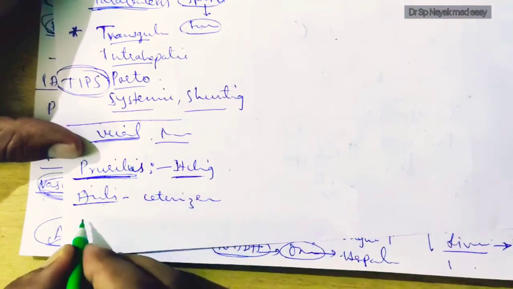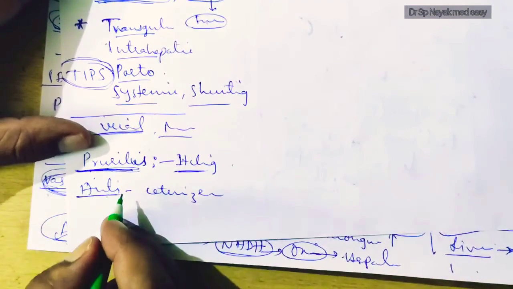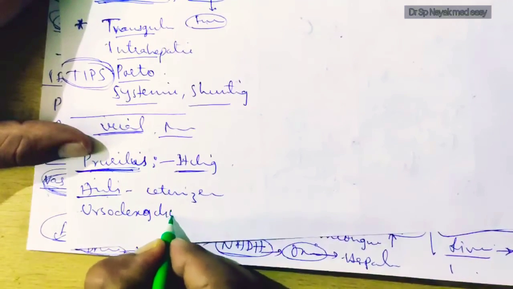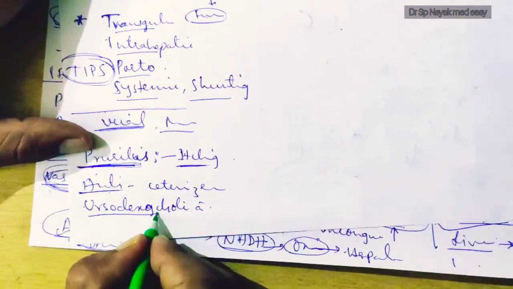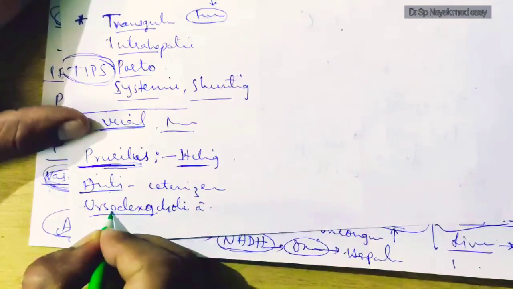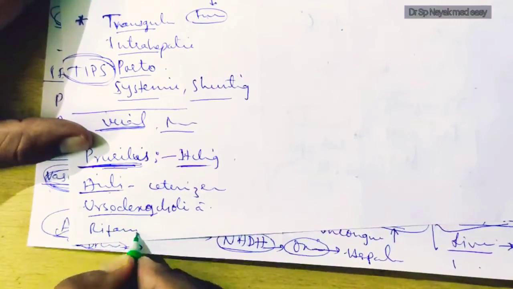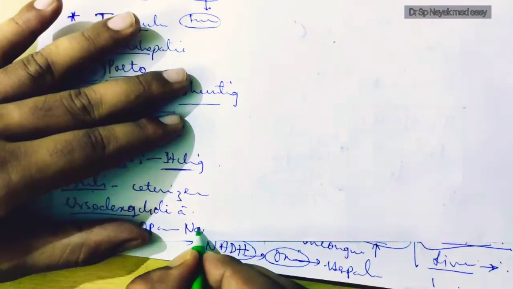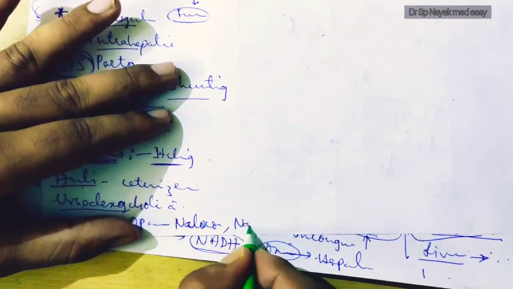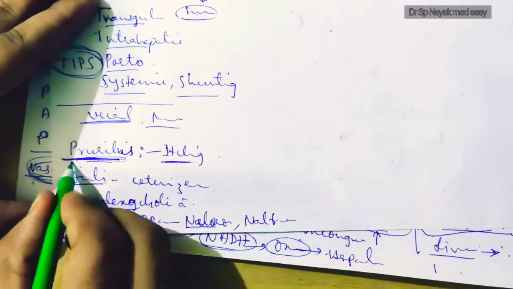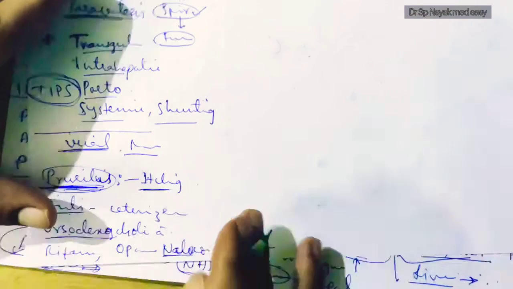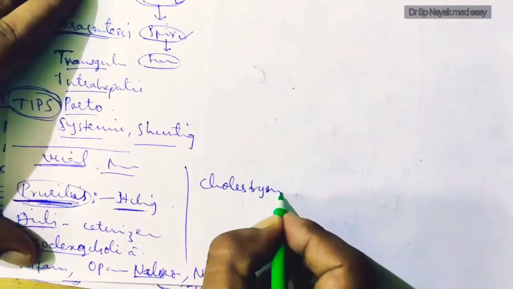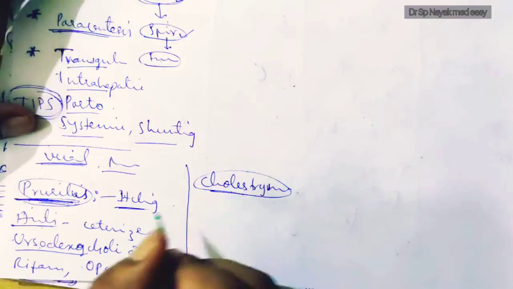And along with antihistamine sometimes ursodeoxycholic acid is another drug of choice for pruritus, and along with this ursodeoxycholic acid, rifampicin is given. And opioid antagonists like naloxone and naltrexone are some of the drugs that can be given for pruritus. So this is very important. And sometimes in pruritus, cholestyramine is a very important drug that is given. So all these drugs are given for pruritus.